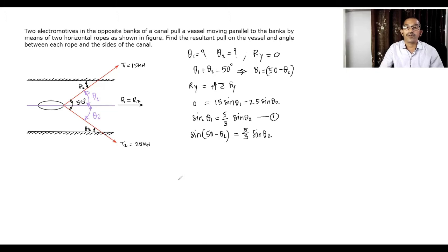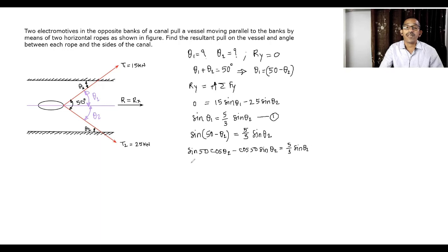How will we find it now? You must know the mathematics formula: sine of a minus b is sine a cos b minus cos a sine b. That means here it will be sine 50 cos of theta 2 minus cos 50 sine of theta 2, equal to 5 divided by 3 sine of theta 2.